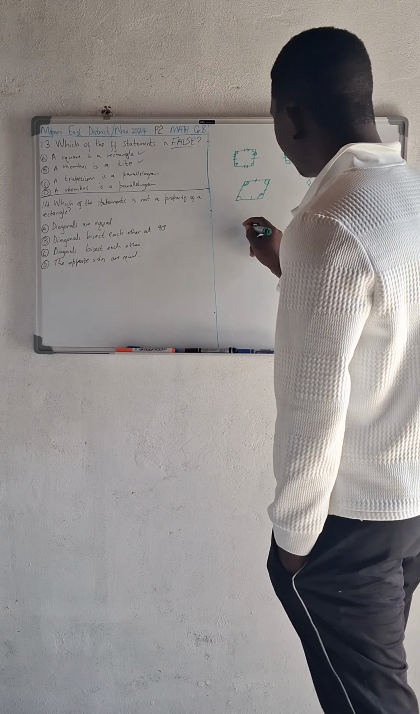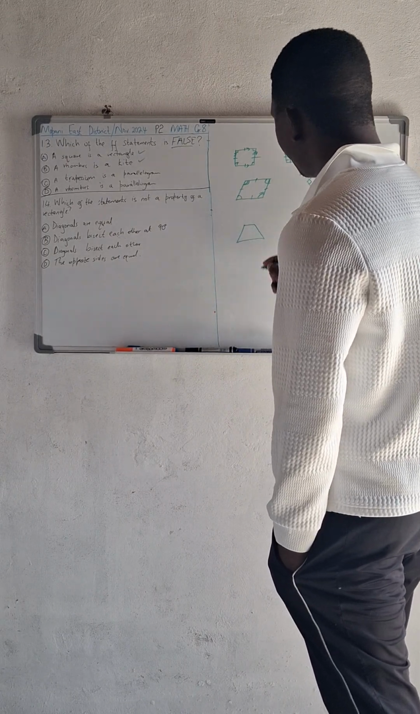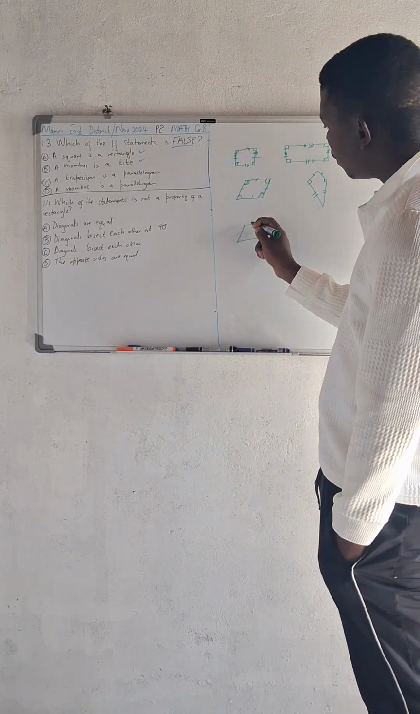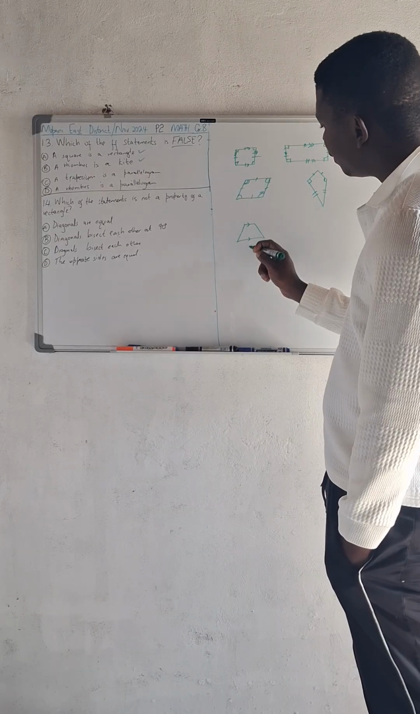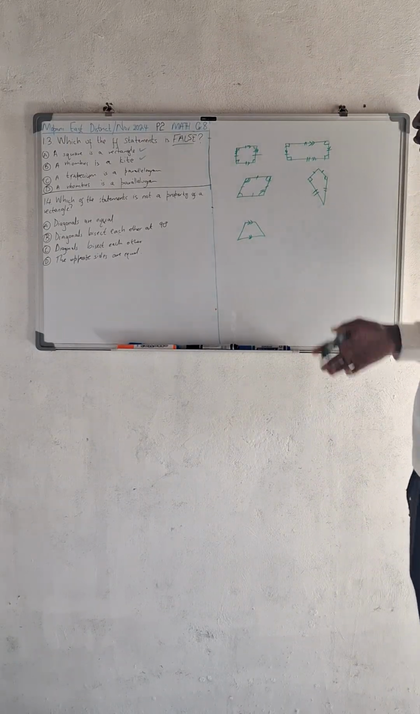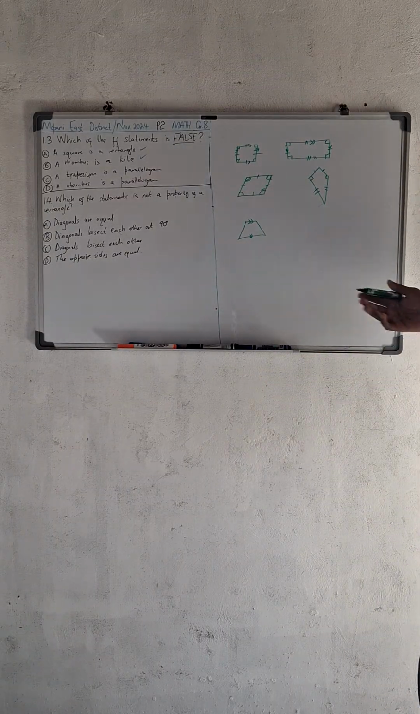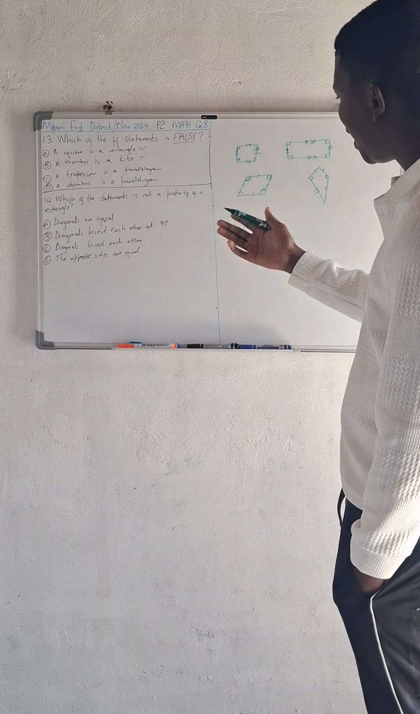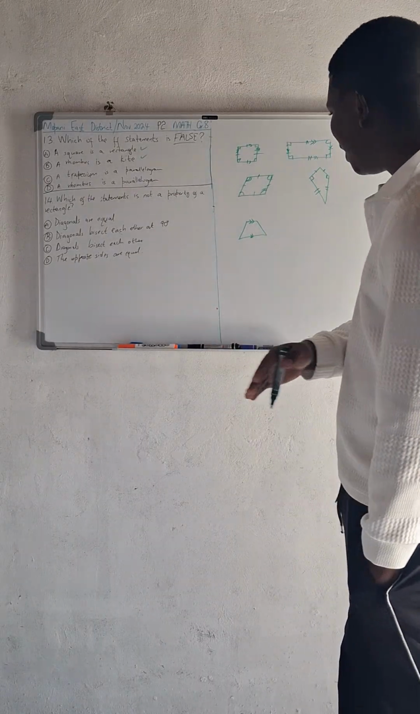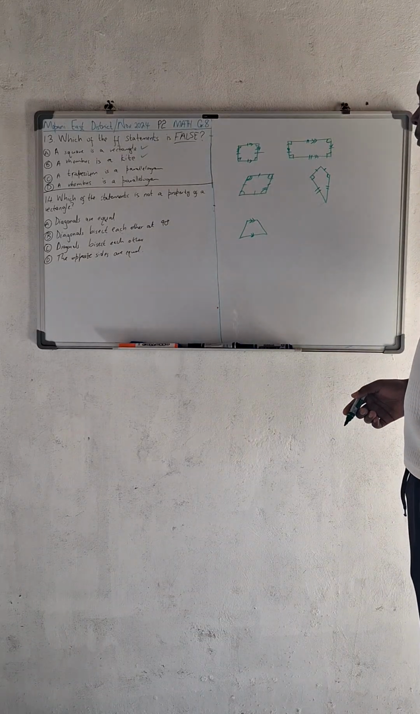So a trapezium, I'll draw it roughly. A trapezium doesn't have so many properties. All we know is that these two sides are parallel. So we have one pair of parallel sides. Nothing is equal unless it's a special trapezium, which is an isosceles trapezium, but we're not talking about that here. We're talking about a normal trapezium with one pair of parallel sides.